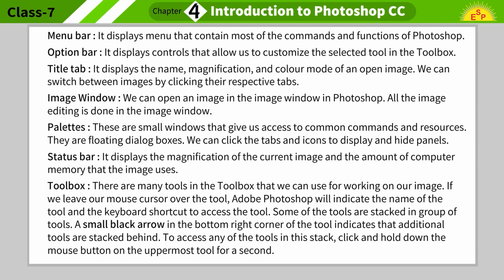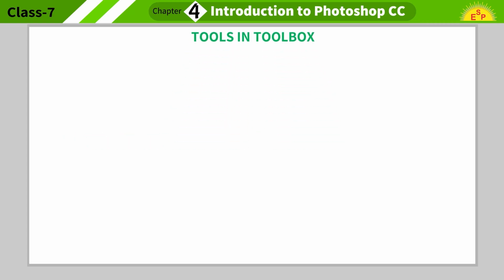Toolbox. There are many tools in the toolbox that we can use for working on our image. If we leave the mouse cursor over a tool, Adobe Photoshop will indicate the name of the tool and the keyboard shortcut to access the tool. Some of the tools are stacked in groups of tools. A small black arrow in the bottom right corner of the tool indicates that additional tools are stacked behind. To access any of the tools in this stack, click and hold down the mouse button on the uppermost tool for a second.